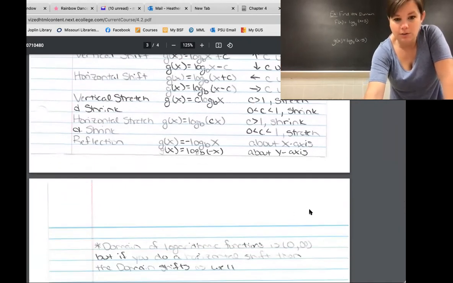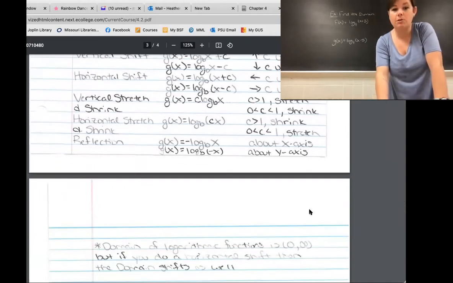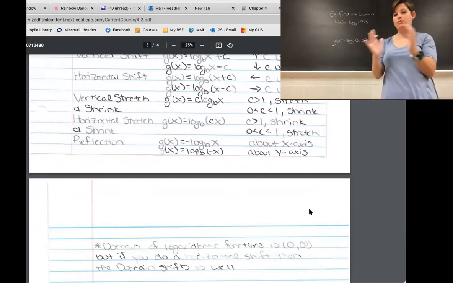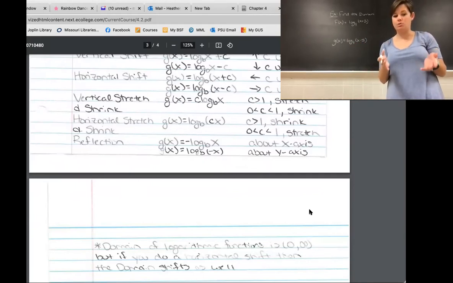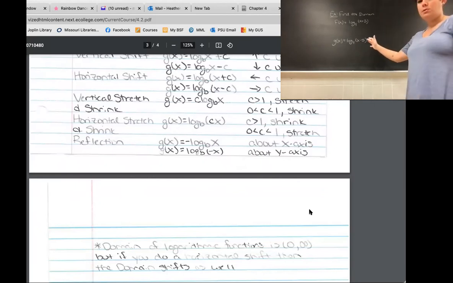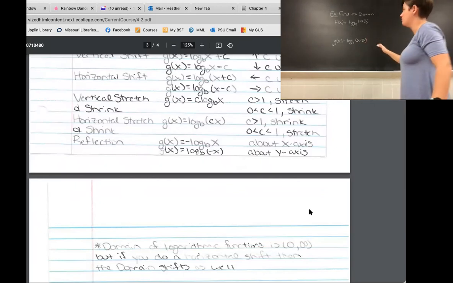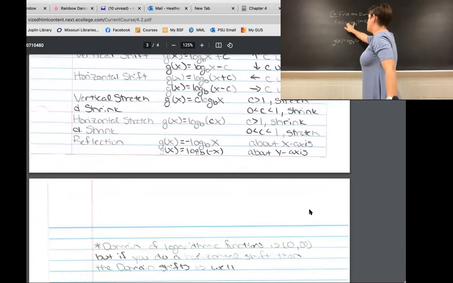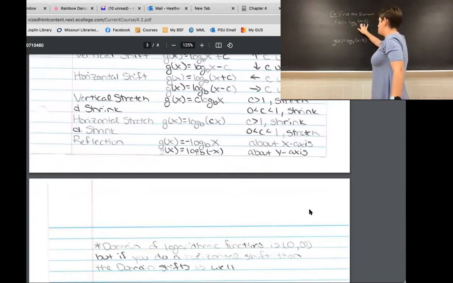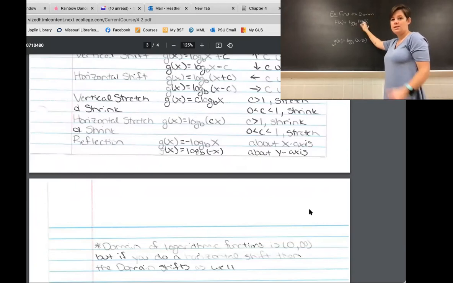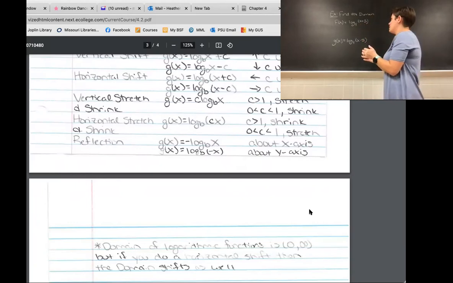I said the domain of a logarithmic function is 0 to infinity, but if you do a horizontal shift, then the domain will also shift with it. And that's because we're shifting our whole graph somewhere on there, which shifts our asymptote, which is what I was saying. The horizontal shifts are the ones that are included inside of the parentheses. So I've given us 2 examples so I can show you what I'm talking about. We have f of x equals log base 4 of (x plus 3). Notice that plus 3 is inside of the parentheses, so that tells us it's going to be a horizontal shift.